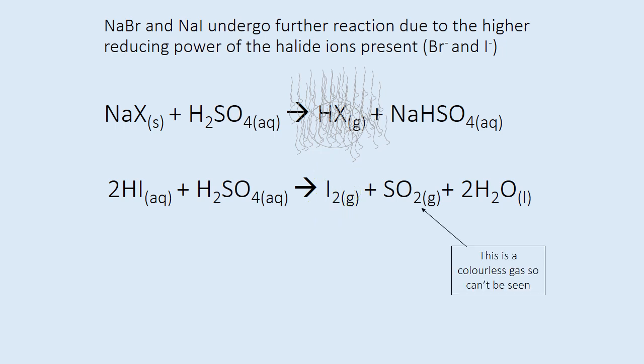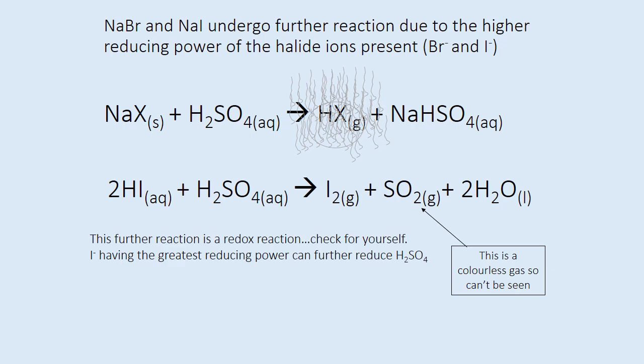You won't see anything of the SO2 because that's a colourless gas. So we see those further reactions. Now, the iodide will actually go on further. The iodide is the daddy of reducing when it comes to the halides, and we have the further reactions. We're going to summarise all these observations and reactions on a later slide.